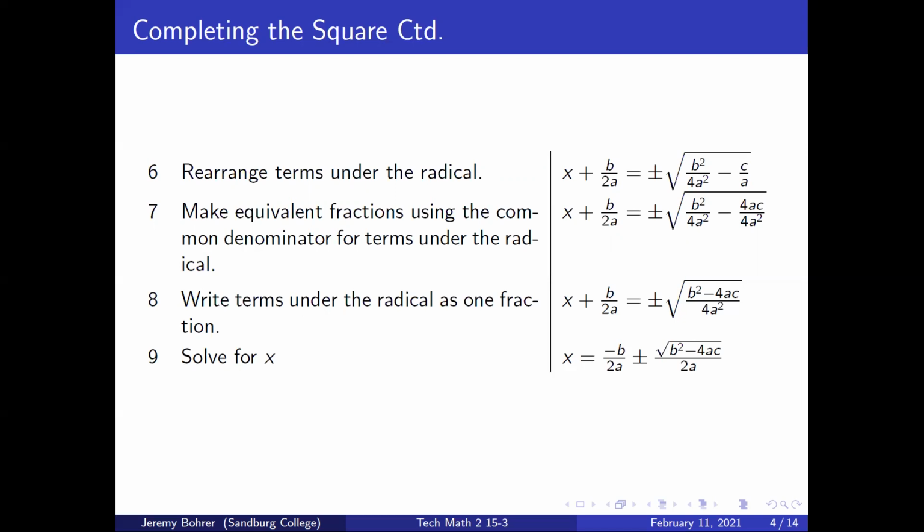x plus b over 2a equals plus or minus the square root of b squared minus 4ac over 4a squared. And then we solve for x. x equals negative b over 2a plus or minus the square root of b squared minus 4ac, all over 2a.